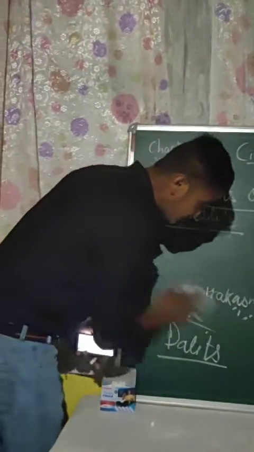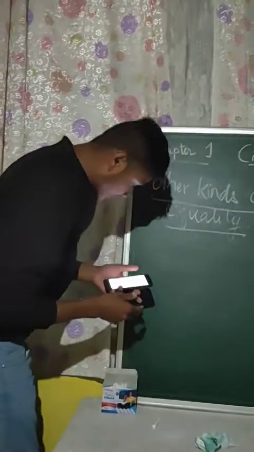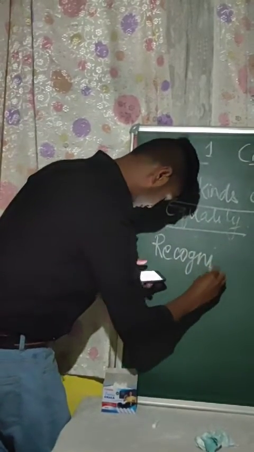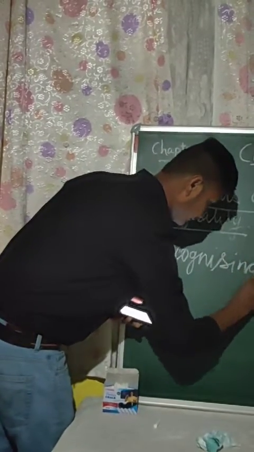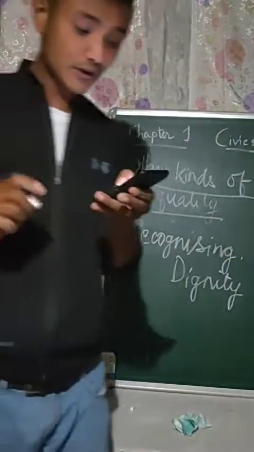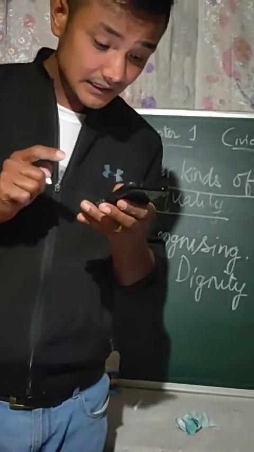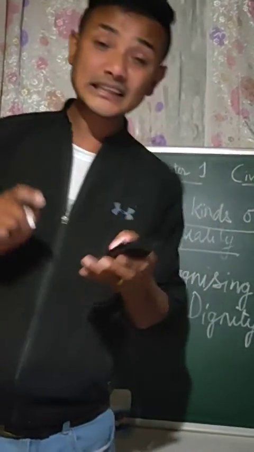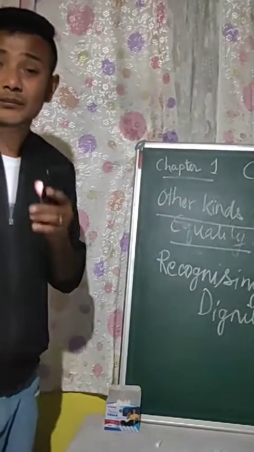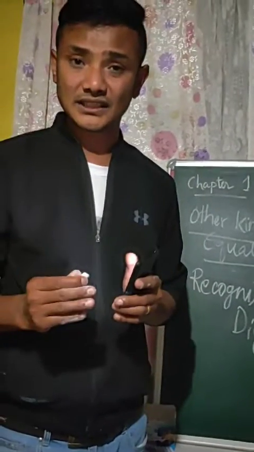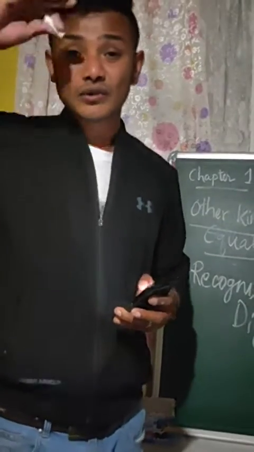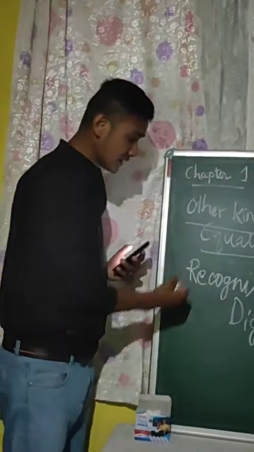In case of other types of equality, there is an equality of dignity. Recognizing dignity: when a person is treated unequally, their dignity is violated. Your book says this, but dignity means the self-esteem or respect of a person. When this little boy was kept out of the class, his self-esteem and respect decreased. So one of the equalities is dignity.